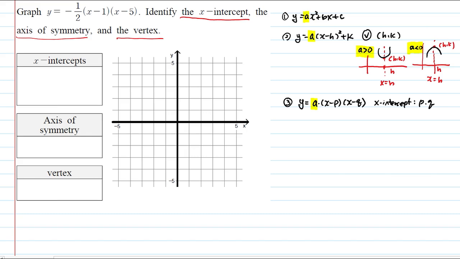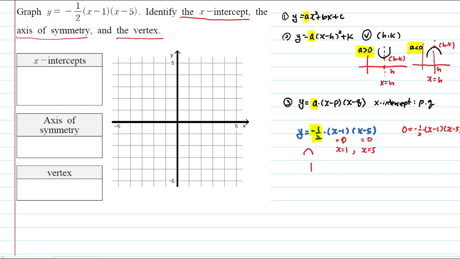Okay, now let's compare this to the question. y is negative 1 over 2 times (x minus 1) times (x minus 5). Since my a is less than 0, I know that this will be an upside down U shape. Now to find the x-intercept, in short, you set this equal to 0. So we know that x is equal to 1. You set the second one equal to 0, x is equal to 5. That is, you're solving this equation by setting y equal to 0. We're trying to find the x-intercept.